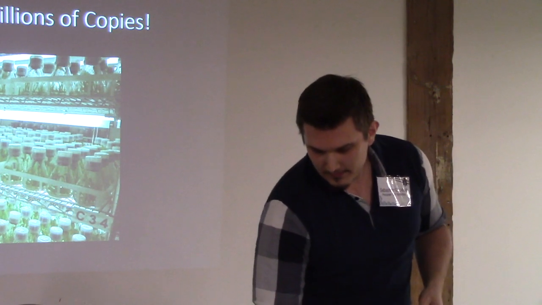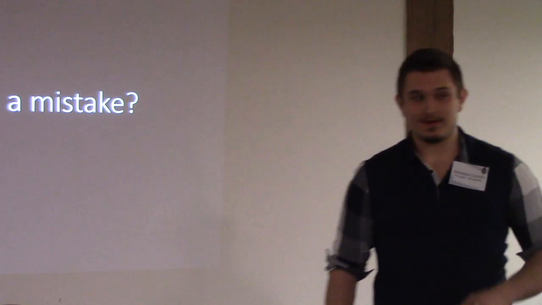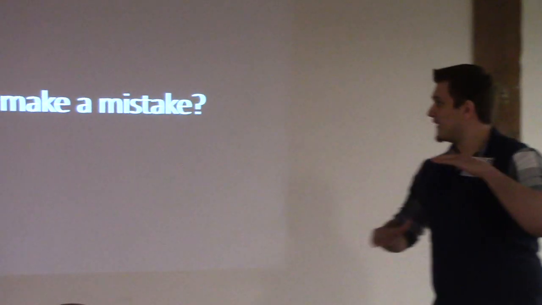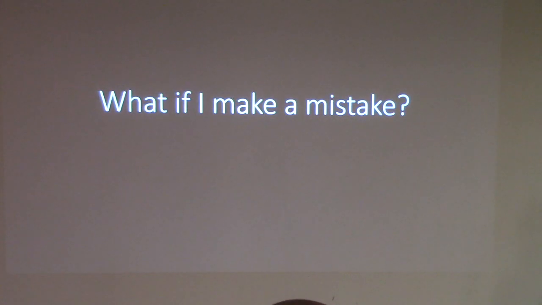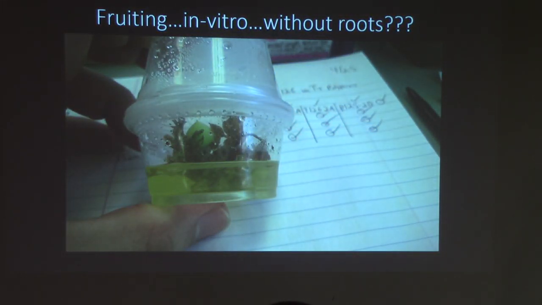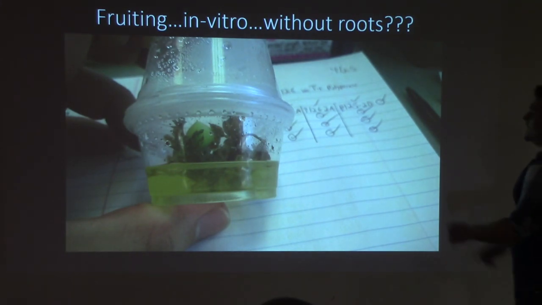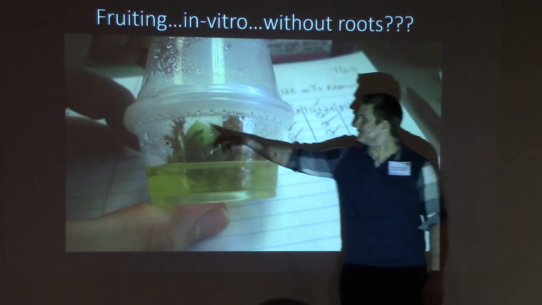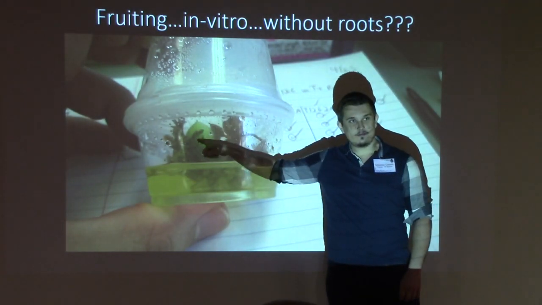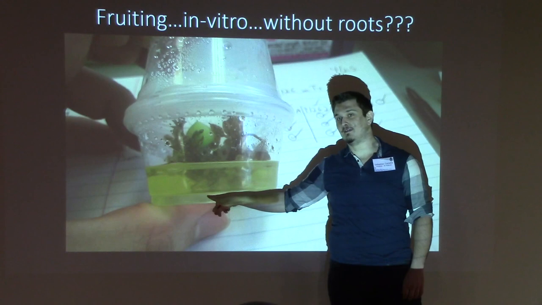So now, like with everything in life, what happens if you make a mistake? So what if the hormones are wrong, what if the ratios are incorrect? What if you put too much auxin or too much this, or in my case, too much gibberellic acid? Well, something really interesting happened. So this is a tomato that I've been trying to clone, and this was some leaves, started making shoots. And if you see this right here, that's actually a tomato, in vitro, with no roots.